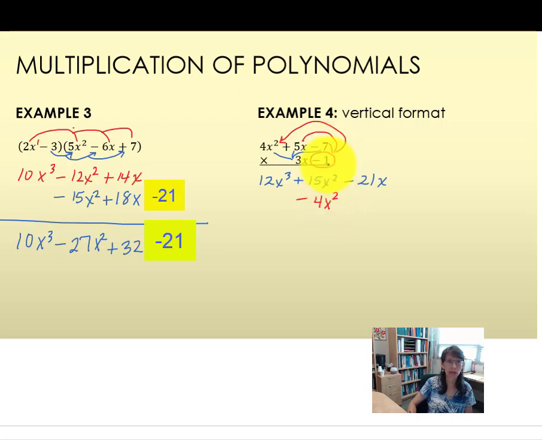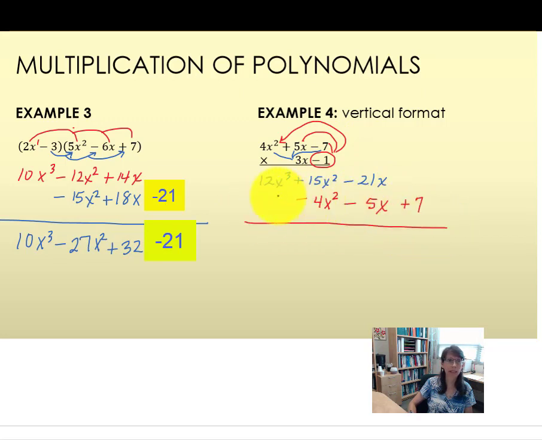Then I'm taking negative 1 and multiplying by 5x. That would be negative 5x. So again, lining that up with its like power. And finally, negative 1 times negative 7 would be positive 7. That needs a new column of its own.